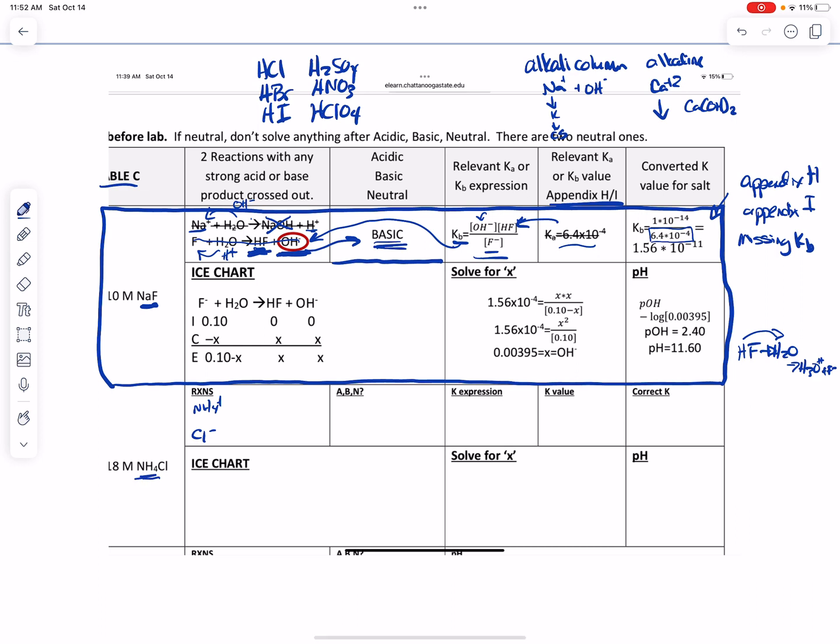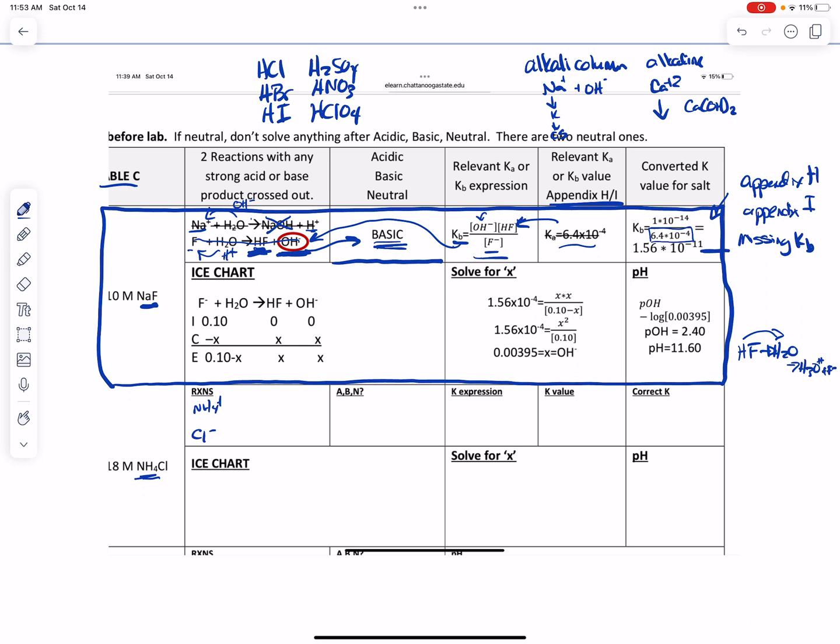Just make sure that the NH4 plus K values will be different than the F minus K values. So make sure that you aren't keeping the same K value for each one, but the math for it is the same. It's 1 times 10 to the minus 14th divided by 6.4 times 10 to the minus 4. And here's our number. Now, you're also going to go ahead and write the ice chart.